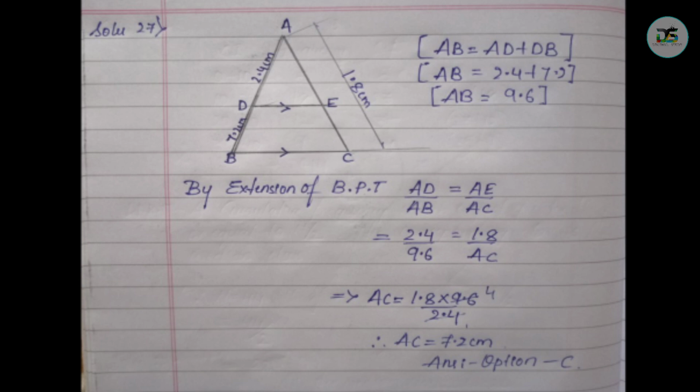In the figure, it's given that AD is equal to 2.4, BD is equal to 7.2, AE is equal to 1.8 centimeters. Then we need to find AC. Therefore AB is equal to AD plus DB, which is 2.4 plus 7.2, so AB is 9.6 centimeters. By extension of BPT, AD divided by AB is equal to AE divided by AC. By putting the values, we get AC is equal to 7.2 centimeters. So the right answer is option C, 7.2 centimeters.